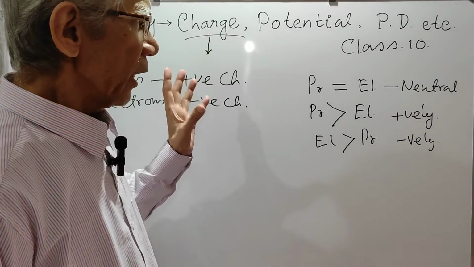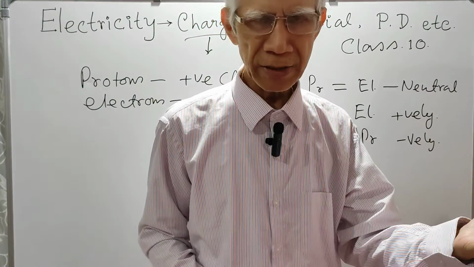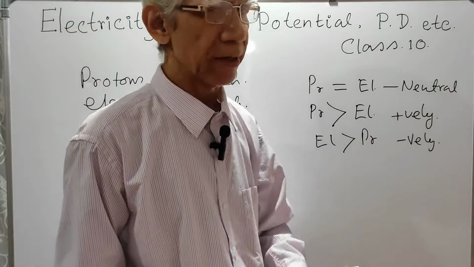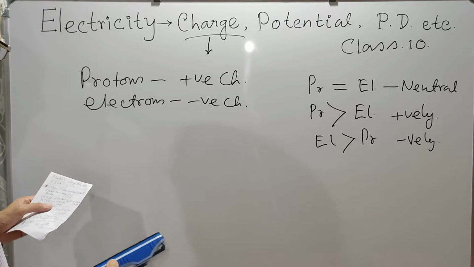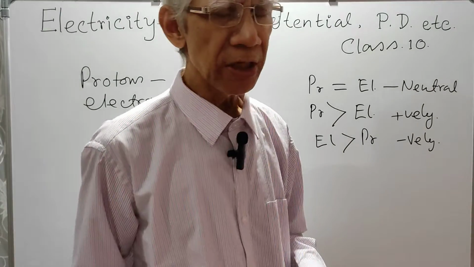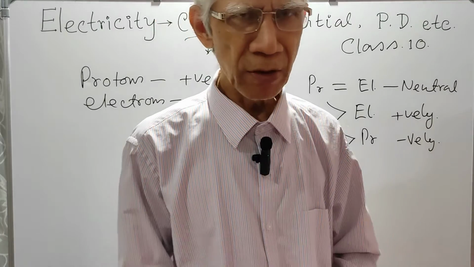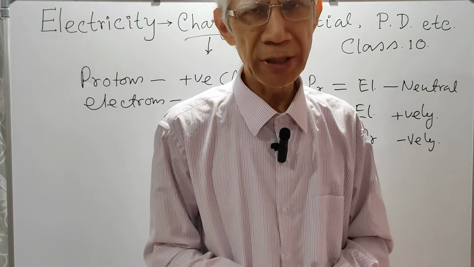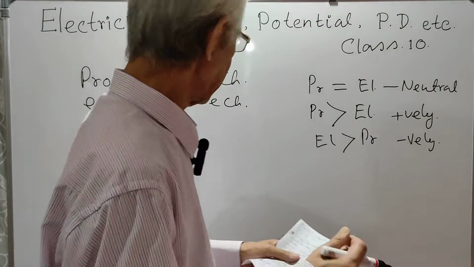So a charged body means it has either excess of protons or excess of electrons, all right? Now, this charge has been quantified. Actually, although charge is a property or condition, it has been given a unit, therefore it is considered as a physical quantity. Now, in order to consider it as a physical quantity, scientists have done this.